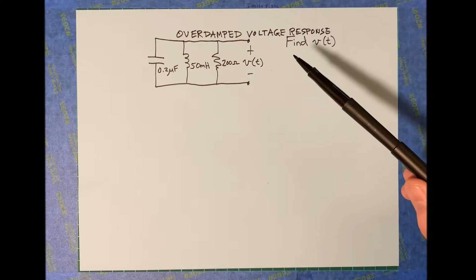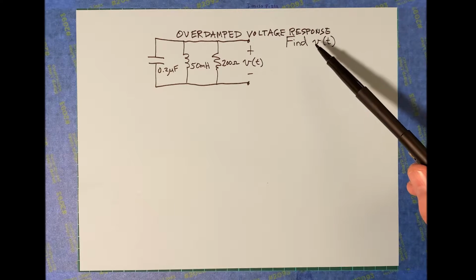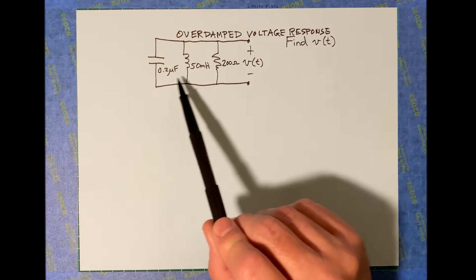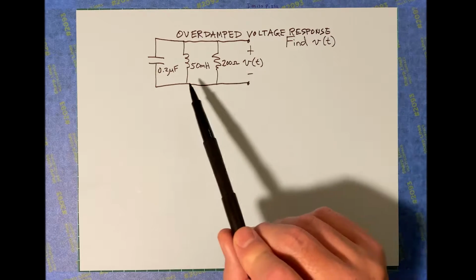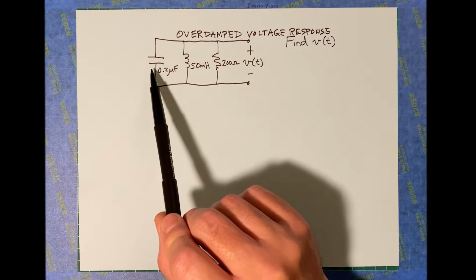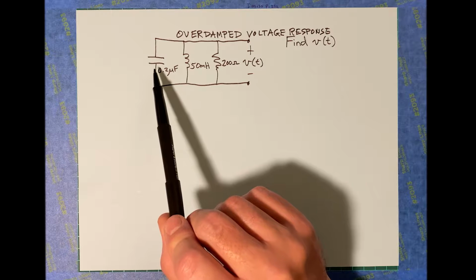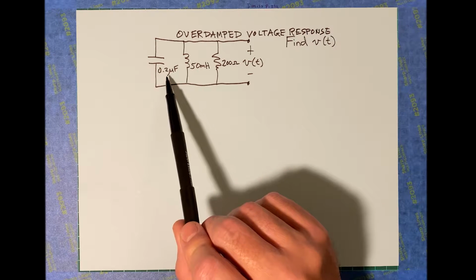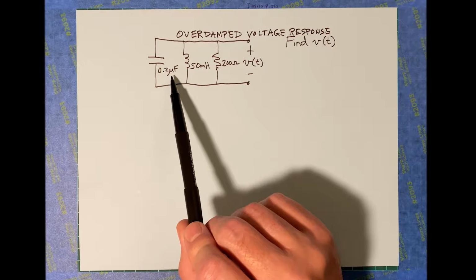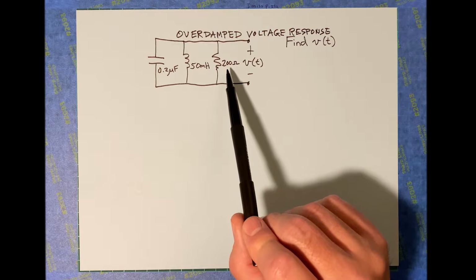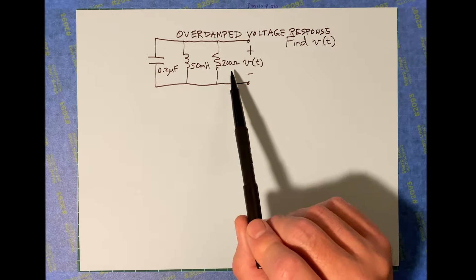Okay, this is for the overdamped voltage response, and here we've got a problem set up. This is going to be a natural response because we have some initial energy in the capacitor at t equals 0. We've got a 0.2 microfarad capacitor on the left, a 50 millihenry inductor in the center, and a 200 ohm resistor on the right hand side.